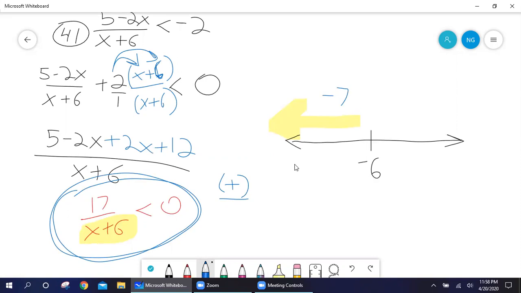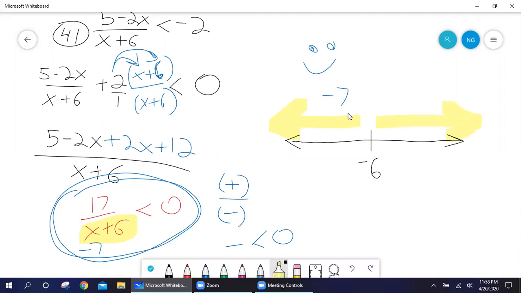So that's going to be positive because it's just the number 17 on top. If I plugged in -7 for x, that would give me a negative on bottom. Positive over a negative is negative. Negatives are less than 0, which is what I wanted. So the left side worked.